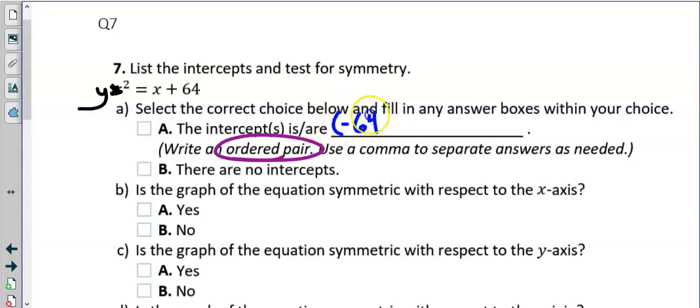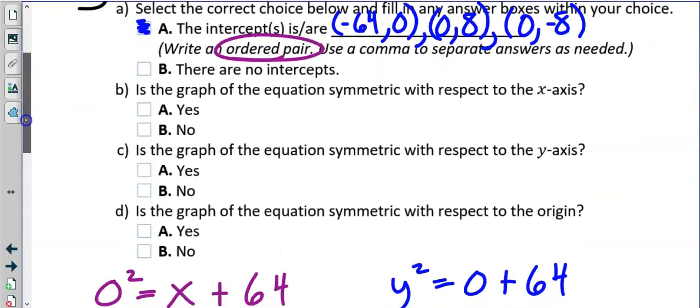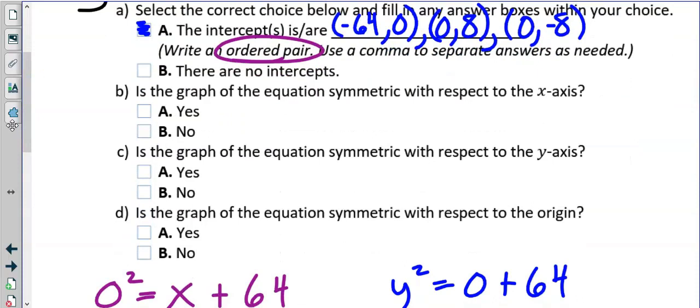So it's negative 64, comma 0, comma 0, comma 8, comma 0, comma negative 8. Don't put any spaces in there. Just put commas. That's the space. So we'll accept that on the website in any order? Any order. If it wanted order, it would have to specify for you. Otherwise, that's just plain mean. Then you'd just be guessing, what do they want? No, they just want it as points.